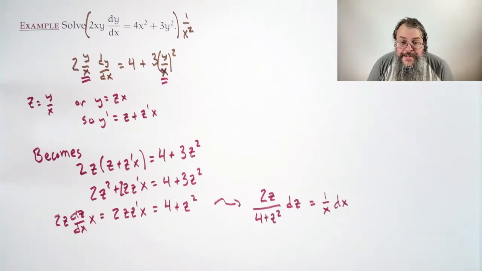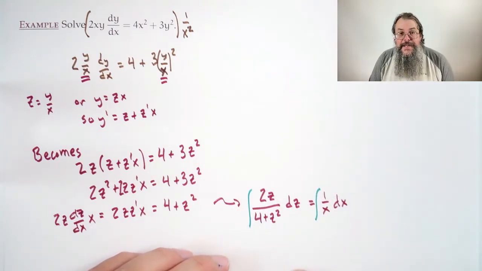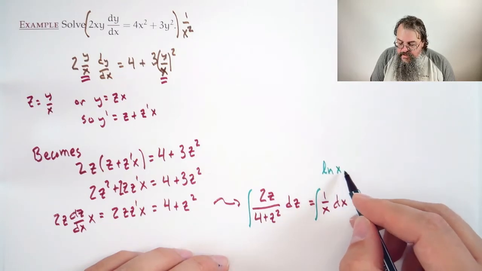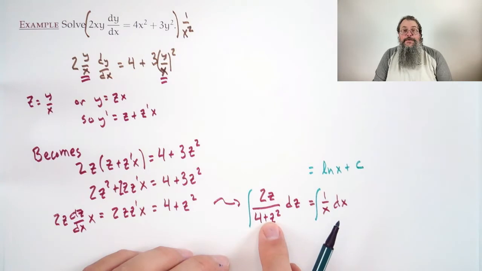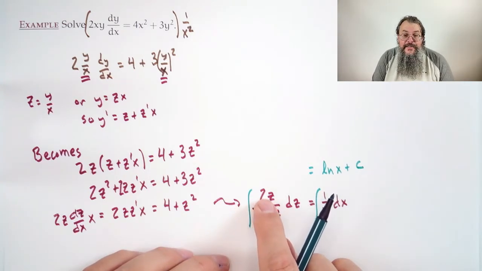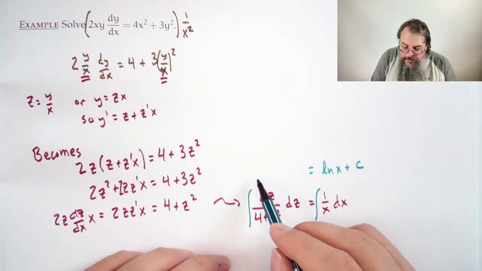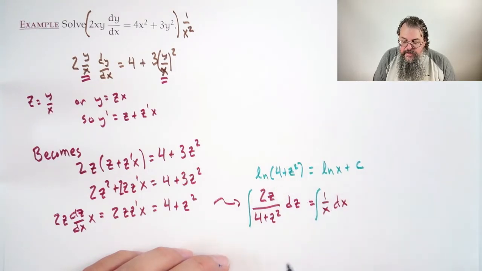And now we integrate both sides. So I say, all right, what happens? Well, it turns out these are both lovely integrals. 1 over x, that's a known one. Get log x plus c. Now here, u equals 4 plus z squared. du would be 2z dz. So it's the derivative on the top, function on the bottom, which means it's a log of what's downstairs. So we get log of 4 plus z squared.